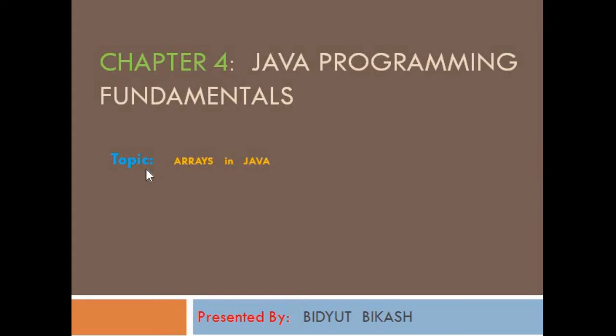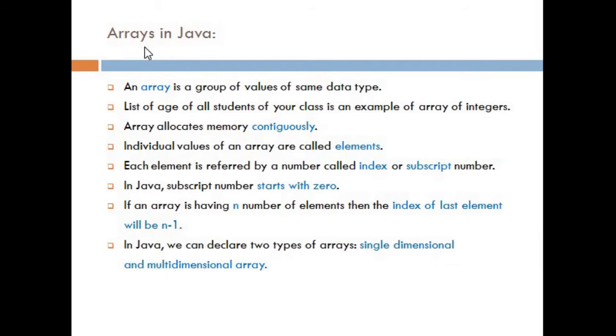Good morning students, today I shall discuss the topic called arrays in Java. So let's start with it. An array is a group of values of the same data type. That means we can define an array to be a variable that can hold a list of values, and all those values should be of the same data type.